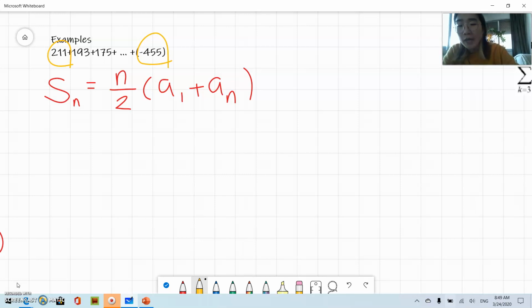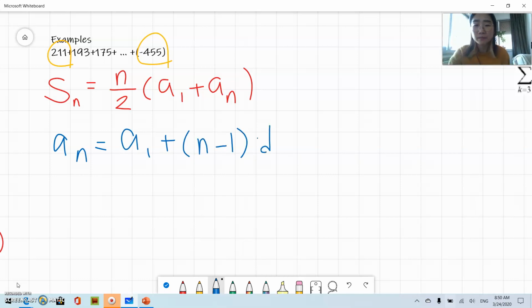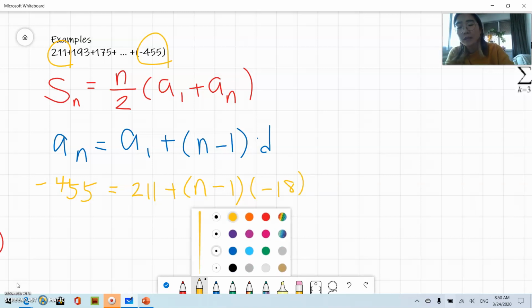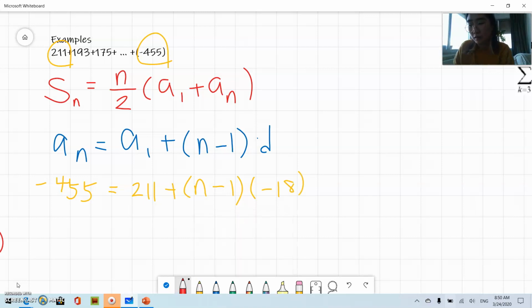So what we will actually have to do is use another formula that we learned in the previous lesson, which is finding the nth term. The nth term was found by using this formula. So let me plug in all the values that I know. Negative 455 is 211 plus, I don't know what n is, but the common difference is, let me just use a calculator, negative 18. Okay, so we find n. I'm just going to do it all in one go.